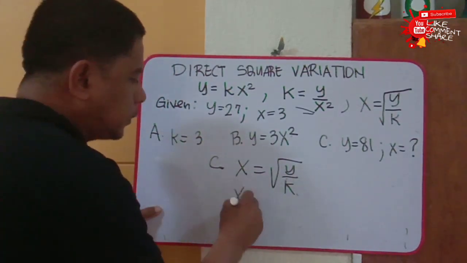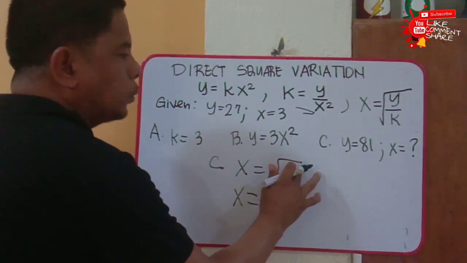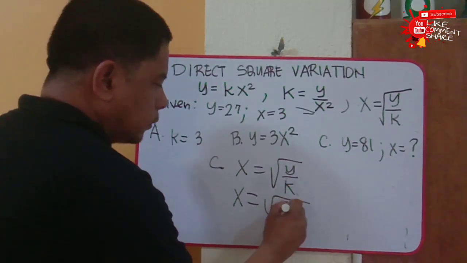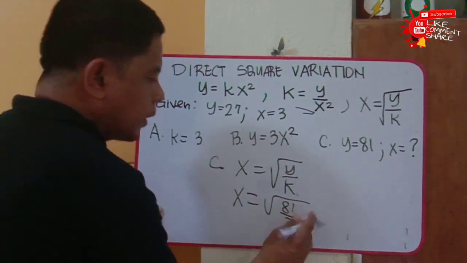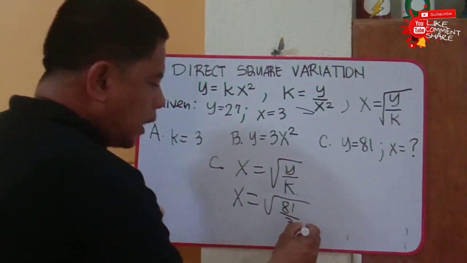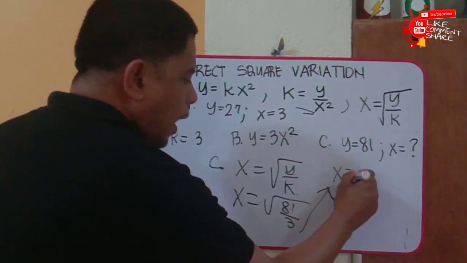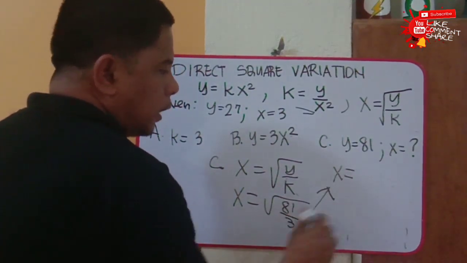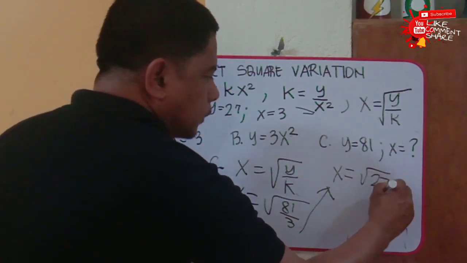Okay, x equals, what is y? 81. What is k? That is 3. 81 divided by 3, lagay natin dito. So, x equals, 81 divided by 3, that is 27, so x equals square root of 27.